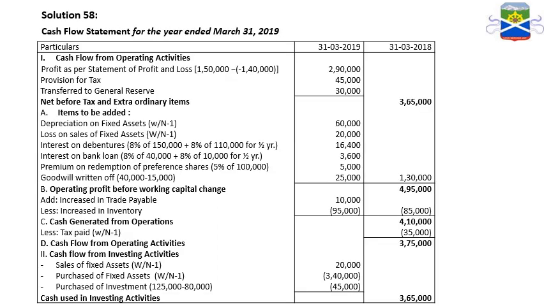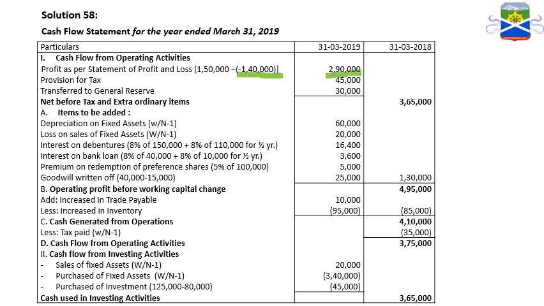Now based on the above information, we'll prepare the cash flow statement. Over here we have profit and loss, that is closing minus opening. The closing figure is 1,50,000, but the opening figure is given as a loss, that is minus 1,40,000. If we simplify it, the change in profit and loss is 2,90,000, which is your current year profit.